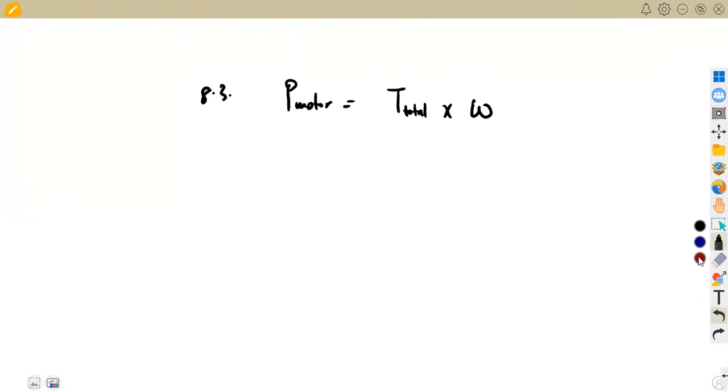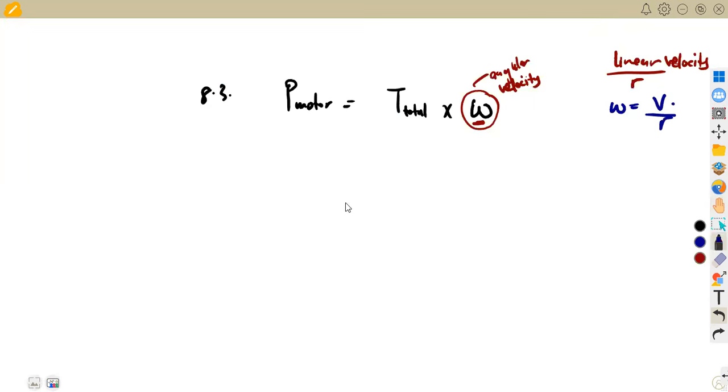But remember, I said if we are given anything in angular, it can be angular acceleration or angular velocity, you simply take what is in linear and divide by what? By the radius. So for angular velocity in this case, we are going to use the linear velocity over the radius. So our omega is simply the velocity over the radius, because we have the linear velocity in that information.